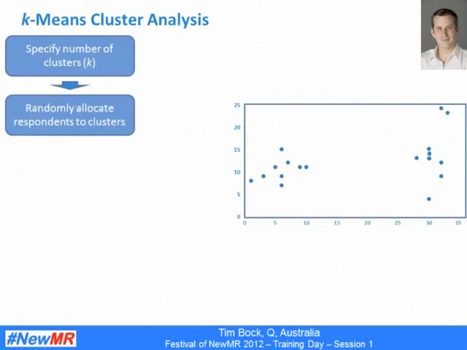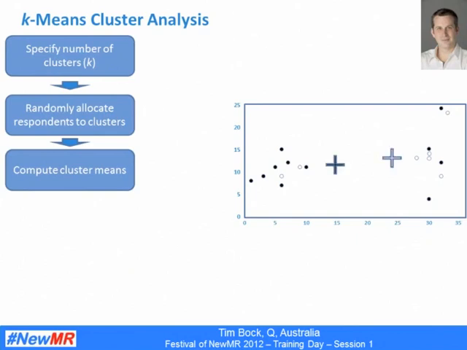We then need to randomly allocate respondents to the clusters, and I'm showing this with little black and white dots. So everybody with a black dot is in the black cluster and everybody with a white dot is in the white cluster. The next step is to compute the cluster means, which I'll place on the map now. The cluster means are just the averages of the dots in the particular cluster. So you can see that there are more black dots on the left-hand side of the plot, and therefore the cluster mean for the black dots, shown by this cross here, is closer to the left, whereas there are more white dots on the right-hand side, and so the cluster mean is shown closer to the right.